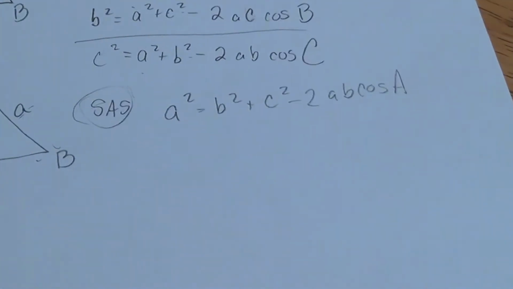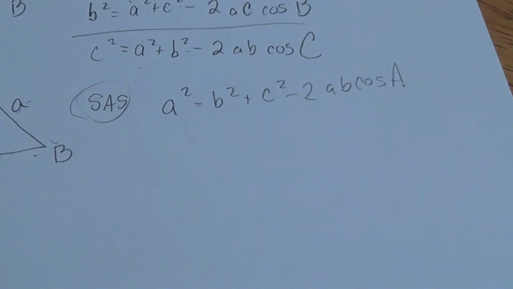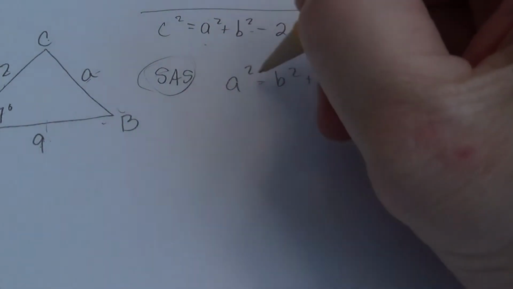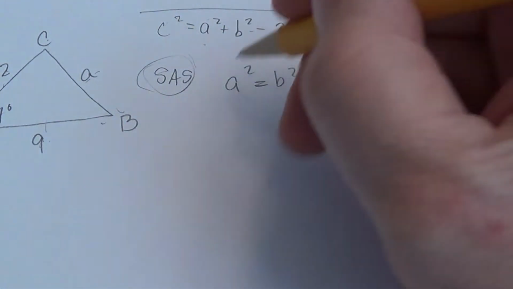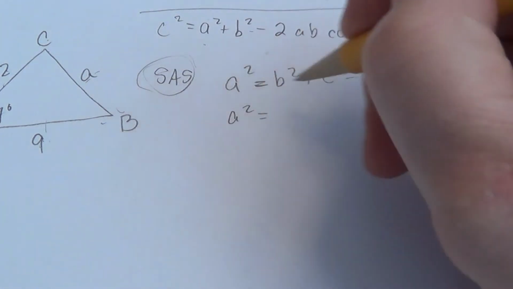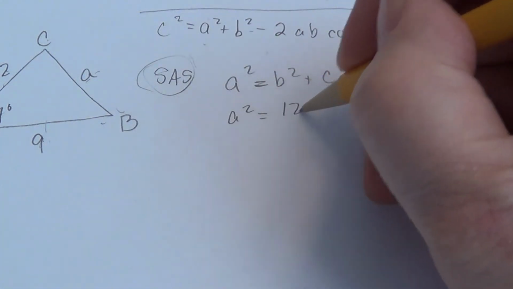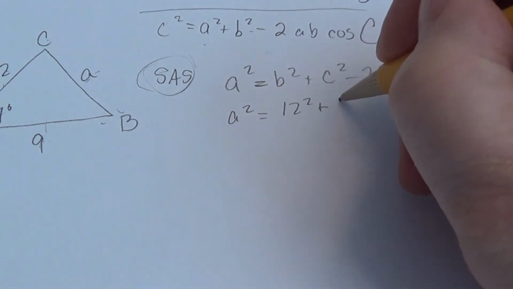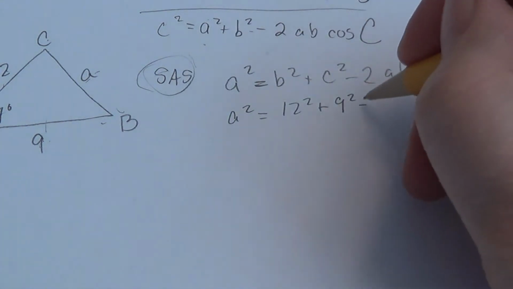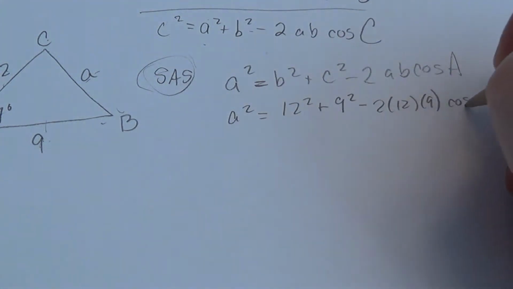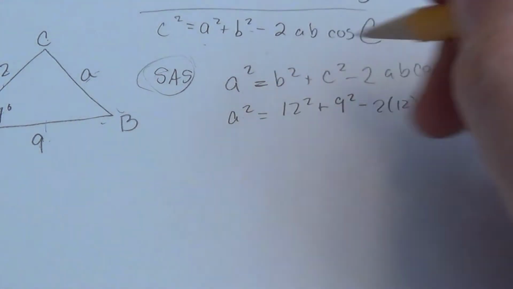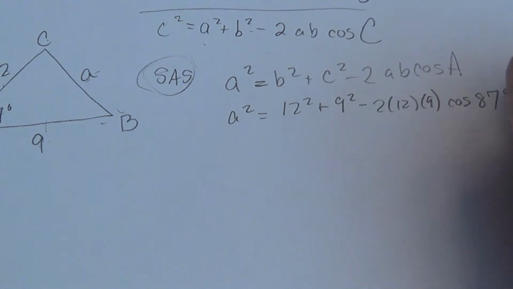Alright, when I do that, I just plug it in and solve it. That's an equal sign. I don't know if it's showing up well. Alright, so a squared is unknown. I'm going to look for that. B squared, C squared, minus 2 times cosine. The angle across from this was 87.